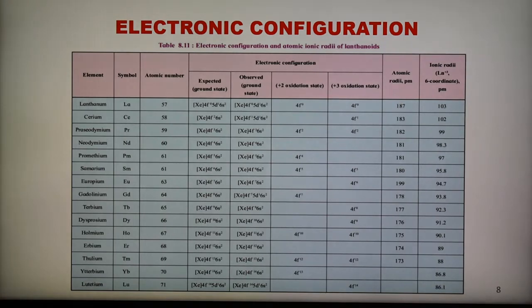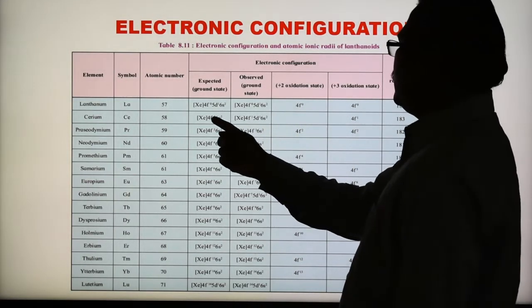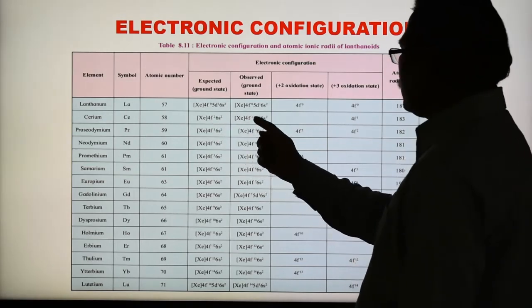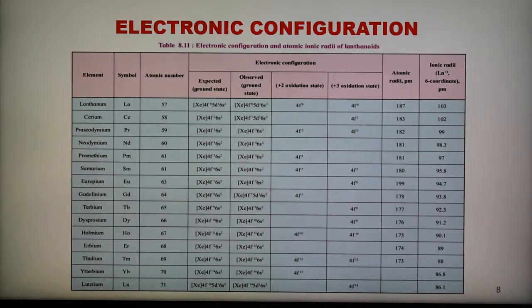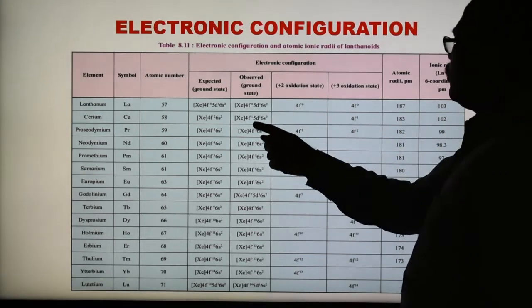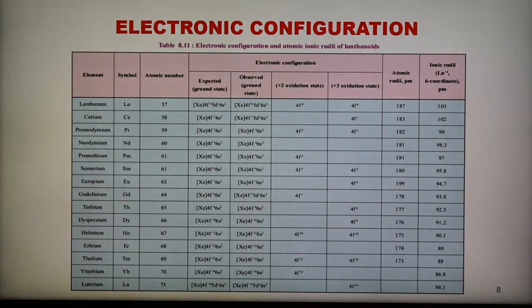So this is the electronic configuration of all the 14 elements of the lanthanide series. Both the expected configuration and the observed, actual configuration of these elements are shown. So this is the first property, electronic configuration: the last electron goes to the f orbital, and after cerium the incoming electron goes to 4f instead of 5d. I have given the reason, and this table gives the electronic configuration of the elements.